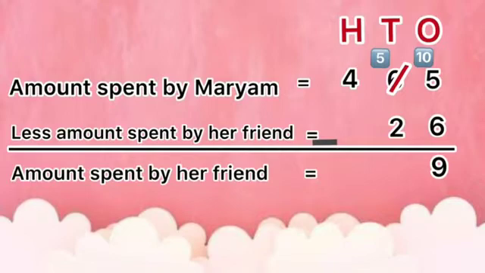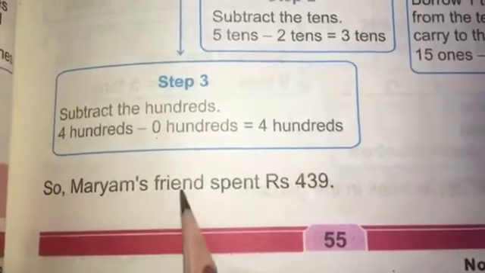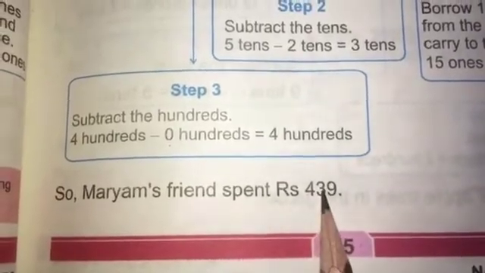Okay students, now think in your mind what we should do in step 2. Yes, in step 2 we subtract the tens. 5 tens minus 2 tens and it will become 3 tens. Students, in step 3 we subtract the hundreds. 4 hundreds minus 0 hundreds and it will become 4 hundreds. So students, Mariam's friend spent rupees 439.